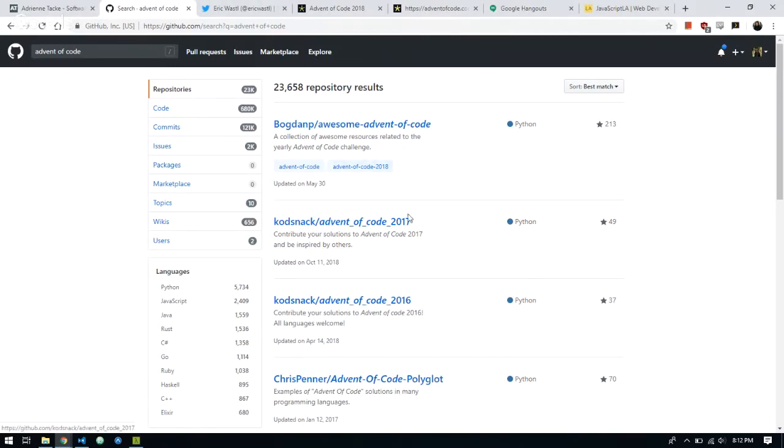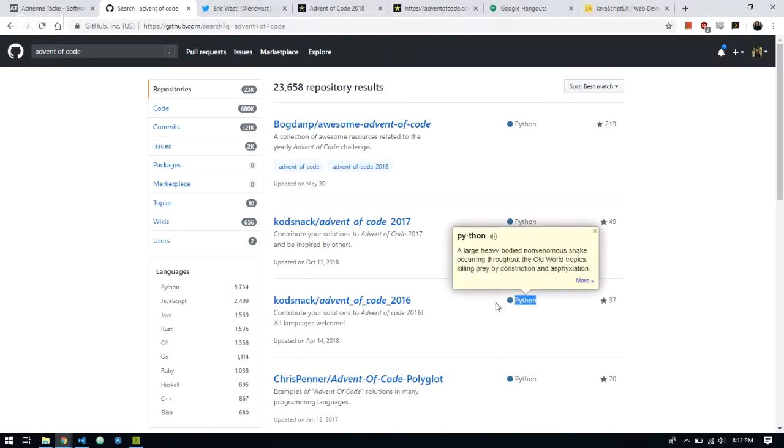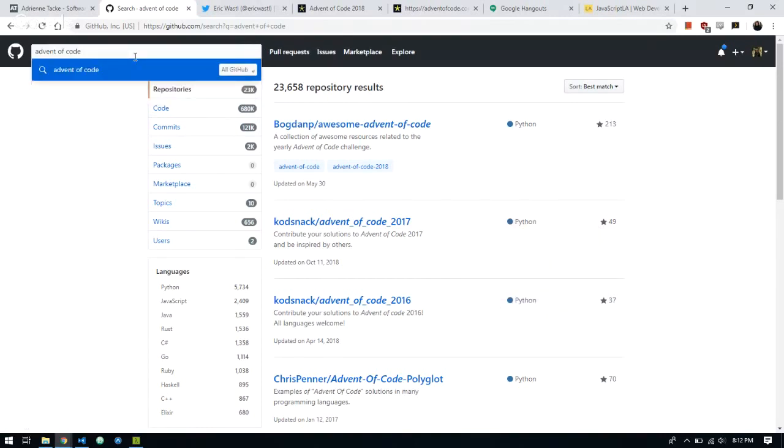So you'll see here, if they follow the naming convention, these are 2017's puzzles. These are 2016's puzzles. And this person did it in Python. So in that way, if you want to find a language you're more familiar with, or you want to see how it's implemented in a different language, definitely search Advent of Code on all of GitHub, and whoever uploaded their solutions is one way to find it.